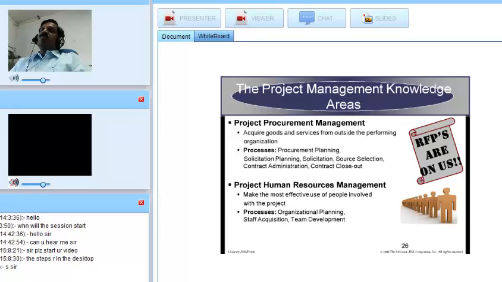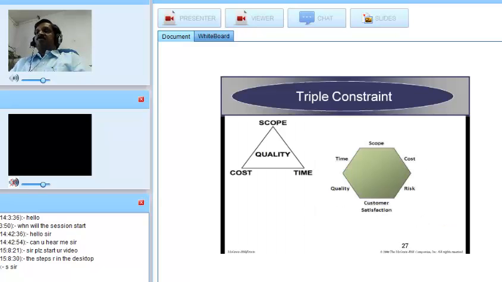And of course, how are you planning to develop the team? Because when you recruit the team, you may not have the necessary skills in some cases. So you may need to do team development. You may need to conduct certain training, seminars, etc. All those things will form part of the human resource management knowledge area.